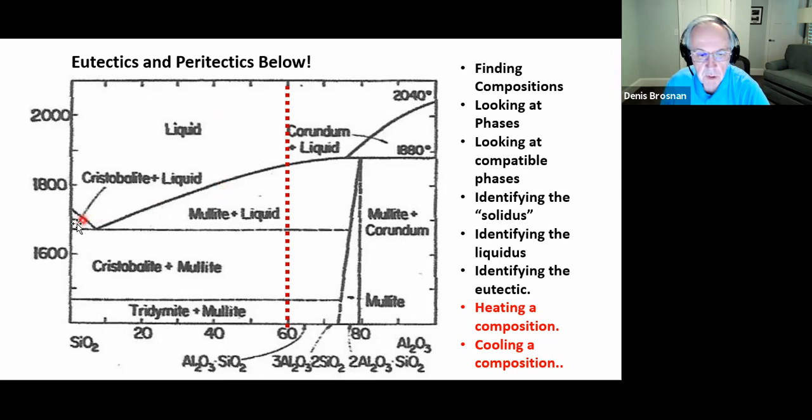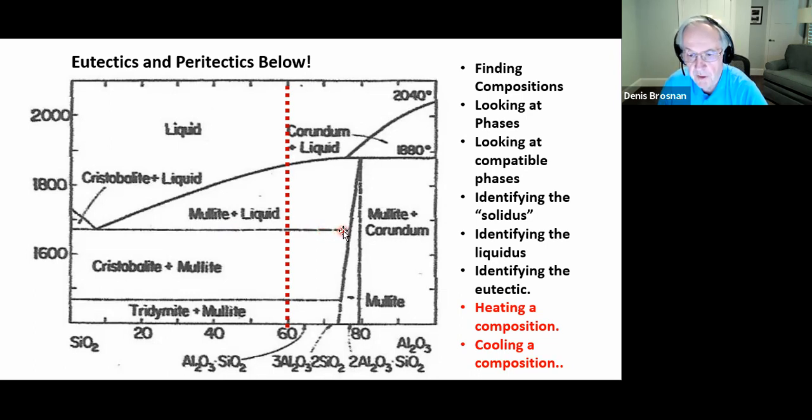There's another name, and that's called the solidus. The solidus is the temperature below which everything is solid. So here's the solidus going across. The solidus is the temperature above which liquid appears. So the solidus is a phase boundary telling us the temperature at which liquid forms. That's the way we think of it in firing.